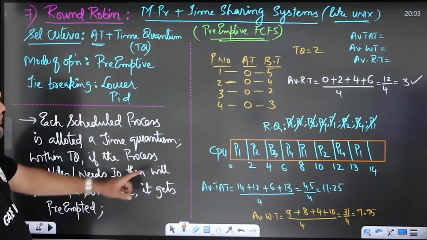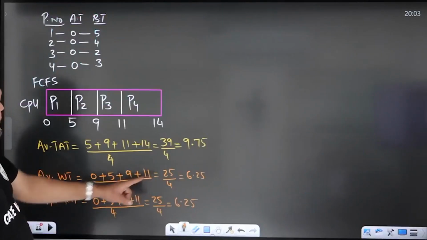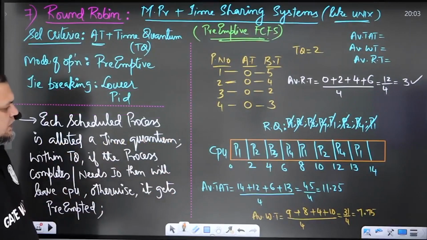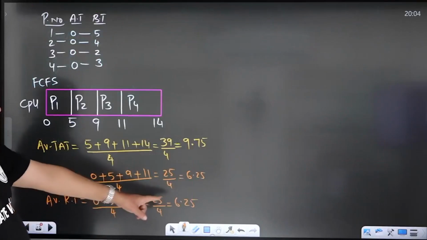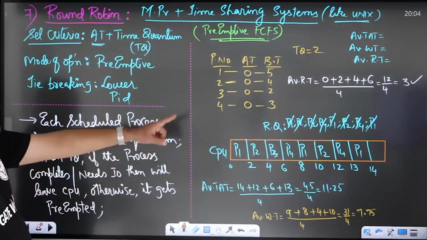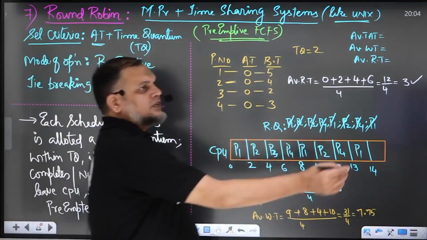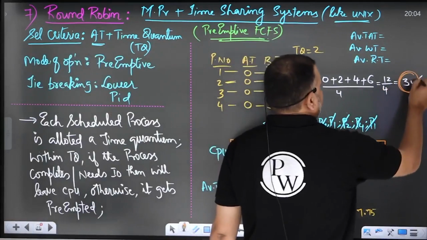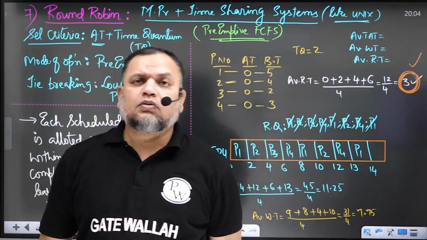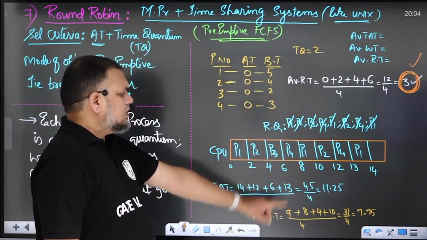For FCFS, average turnaround time is 9.75, their average turnaround time 11.25 in round robin. Waiting time 6.25, round robin 7.75. Response time in FCFS is 6.25, in round robin it is 3. Response time is better, but average turnaround time and waiting time in round robin are increasing.